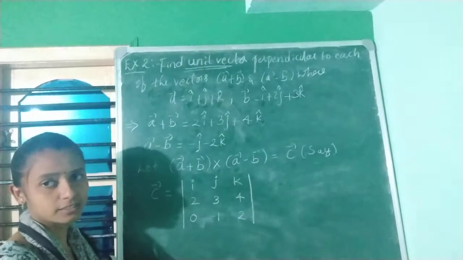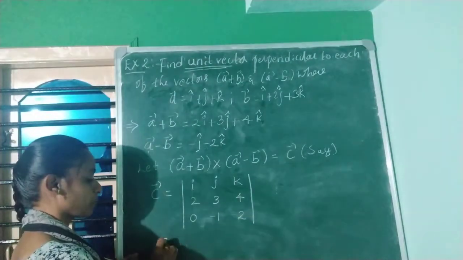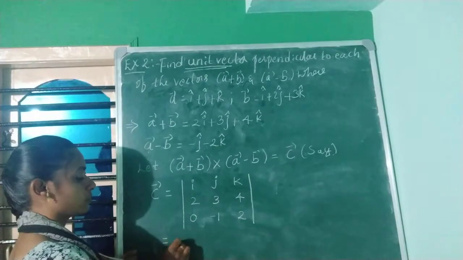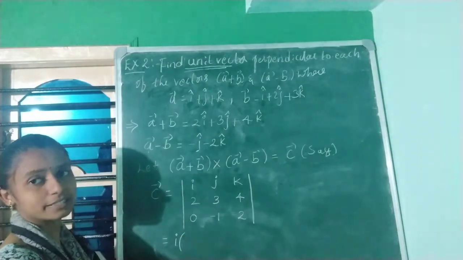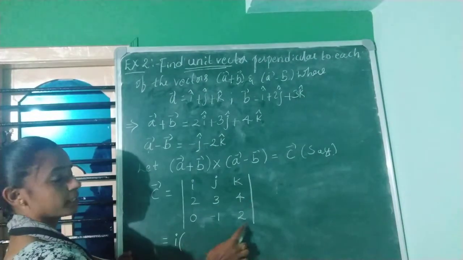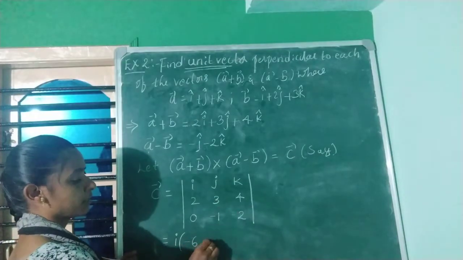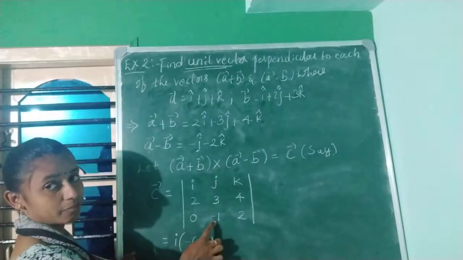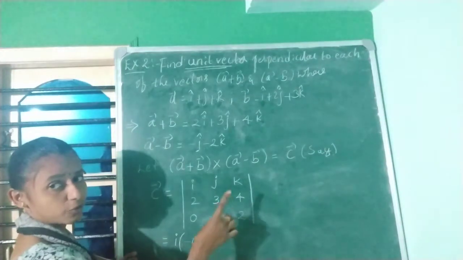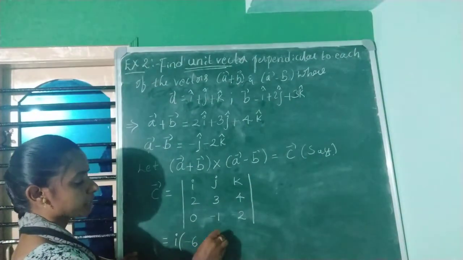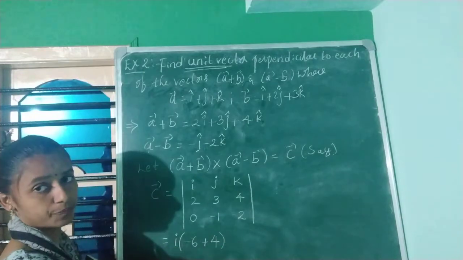You just expand the determinant. Hope you guys remember that one. First row and first column, delete it. You will get the remaining 4. That is 3 into minus 2, which is minus 6. Minus it will be, but here minus is there: minus 1 into 4 is minus 4, minus into minus gives plus 4.